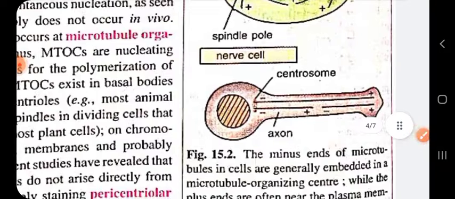This is a typical nerve cell where you can see the positive end and the negative end. Okay.